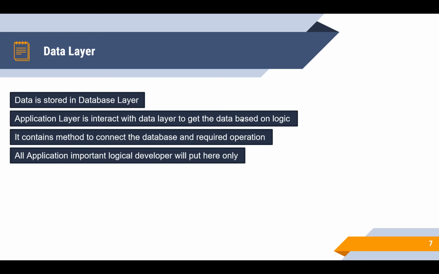It contains methods to connect to the database and perform required operations. So if you want to connect with the database, or disconnect from the database, all these operation-related functions we write in the data layer. All the important application logic, the developer will put here only. So all the core logic which is going to interact with the database, where are we writing all these things? We are writing in the data layer.